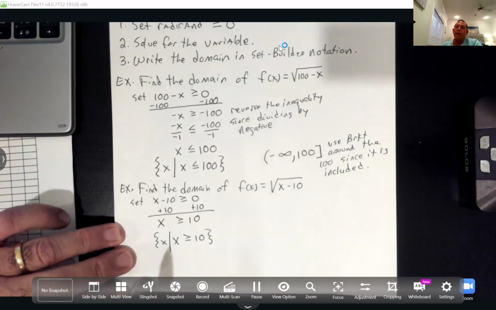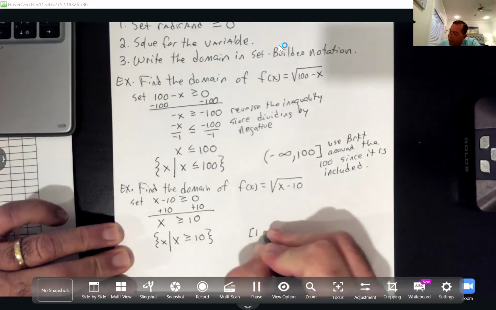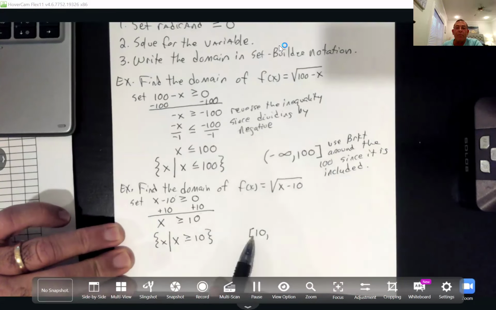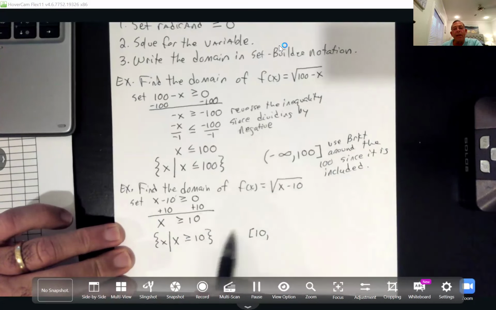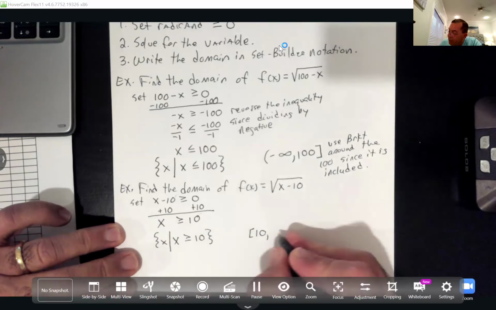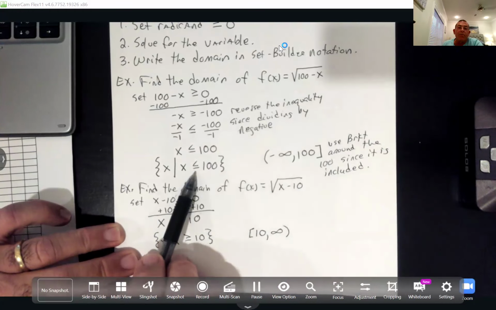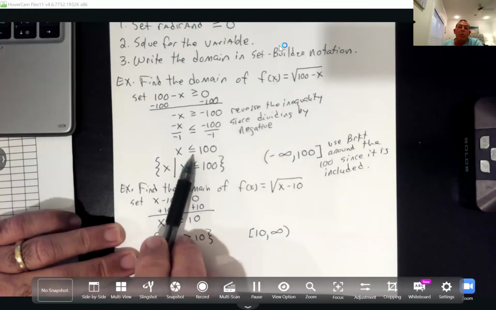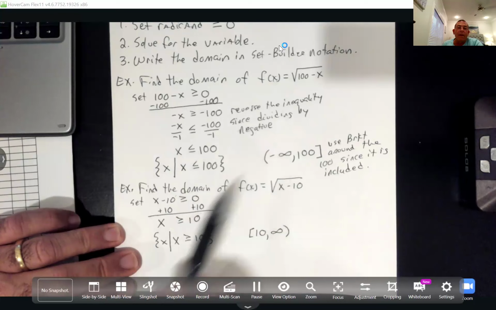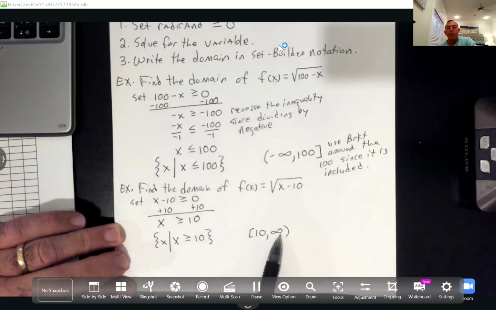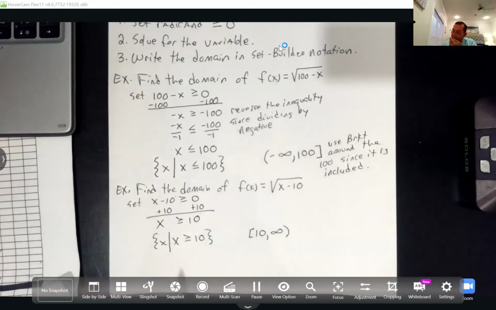Now for interval notation, 10 is the smallest number it can be. So this time 10 will be the starting number with the bracket because it can equal 10, remember. And then greater than heads off towards positive infinity. So I'll tell you a trick. The inequality in your final answer will show you the way to put the infinity. If it's pointing left, I'm going to negative infinity. If it points right, then I'm headed towards positive infinity, okay?